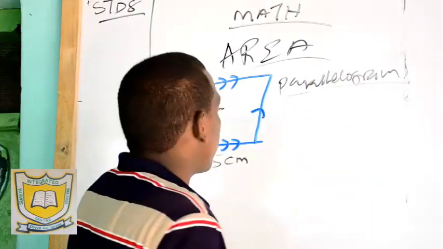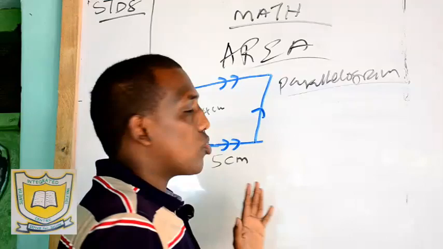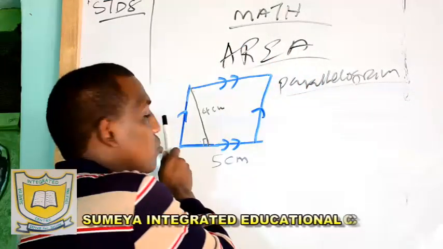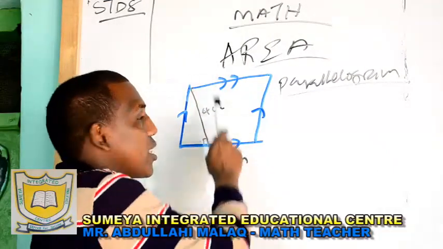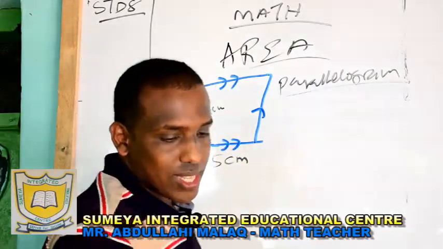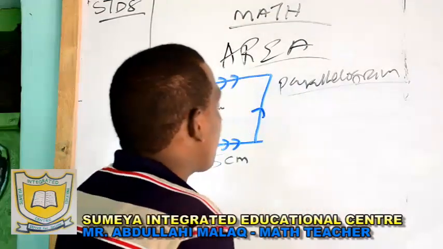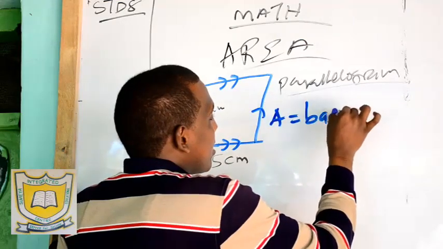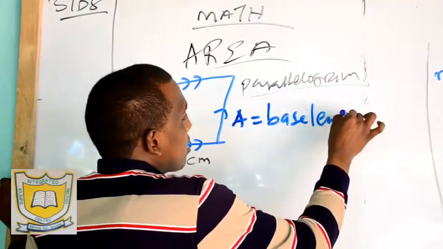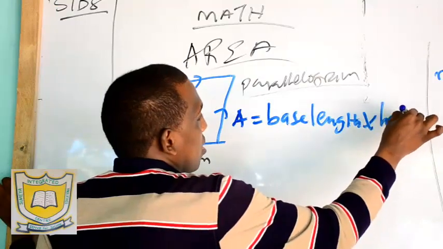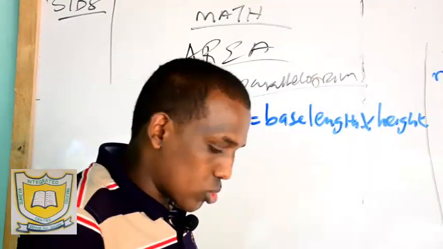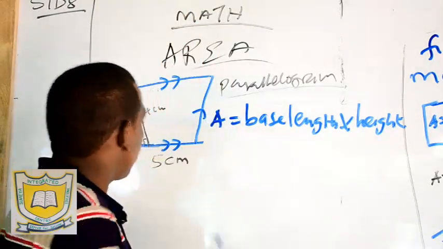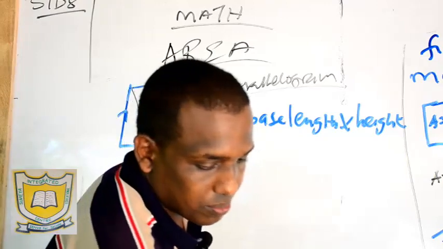Remember, for a parallelogram, we said it has some characteristics. We said that opposite sides are parallel and equal. So this side is parallel to this side and they're equal. This one is parallel to this side and they're equal. So now we want to get the area of a parallelogram. Area of a parallelogram is equal to base length times height. This is the height, the perpendicular height they have given us.